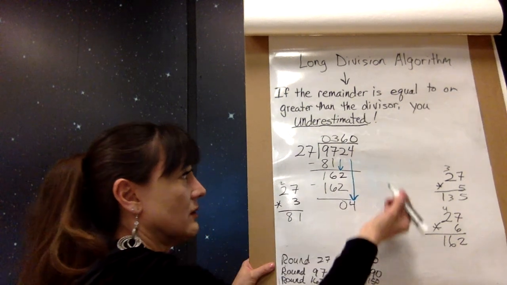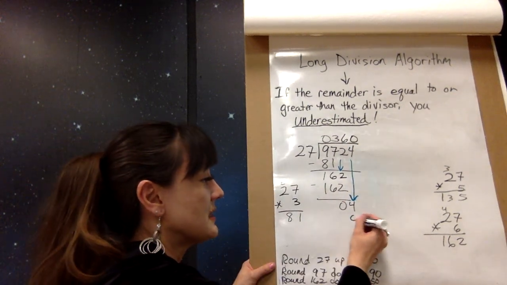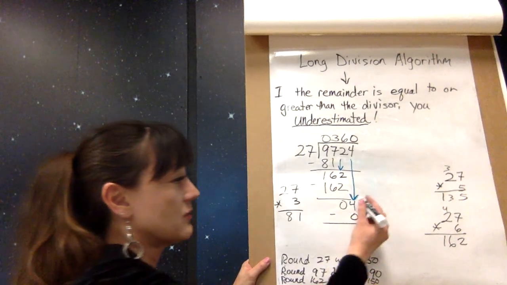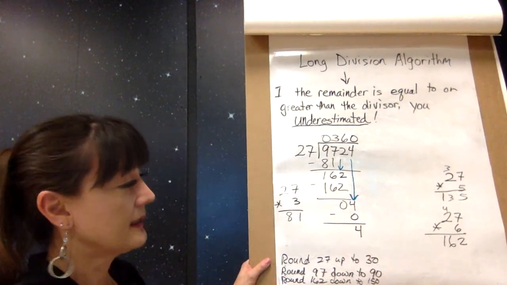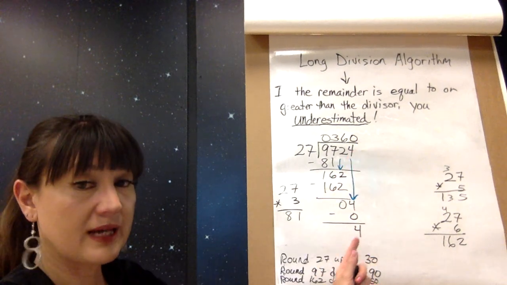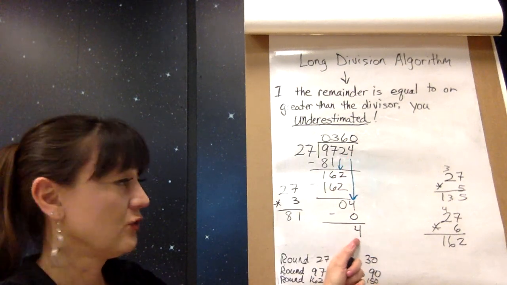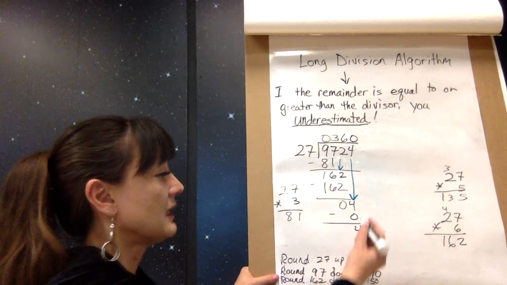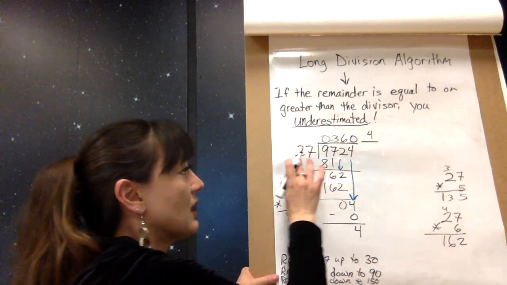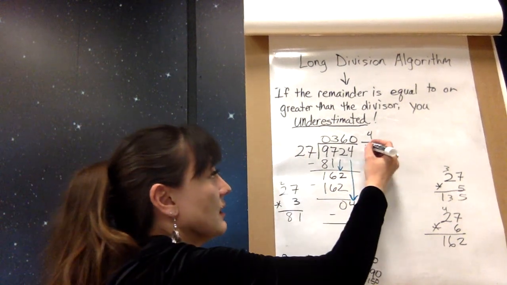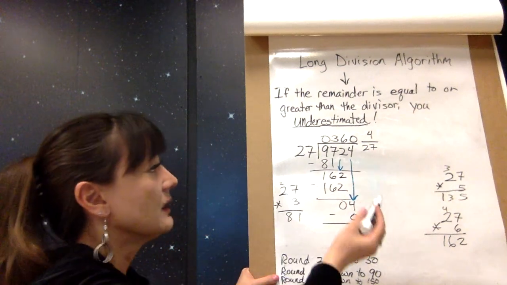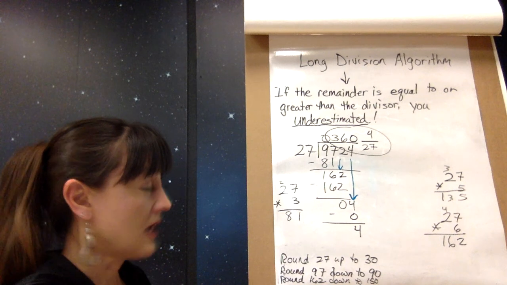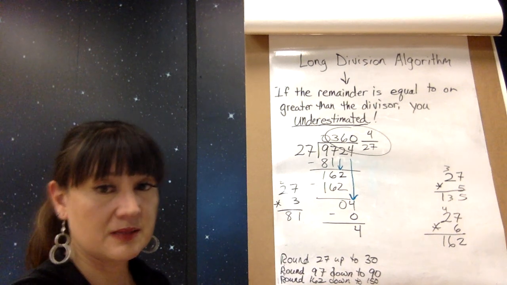So I'm going to write my 0 up here. And so 0 times 27 is 0. And I will go ahead and do my normal subtraction algorithm. And so 4 minus 0 is 4. Now I don't have any of the numbers to bring down, and I can go ahead and turn that into my mixed number. This is my remainder. So my remainder would be 4, and my denominator would become 27 over here. So my final answer would be 360 and 4/27.